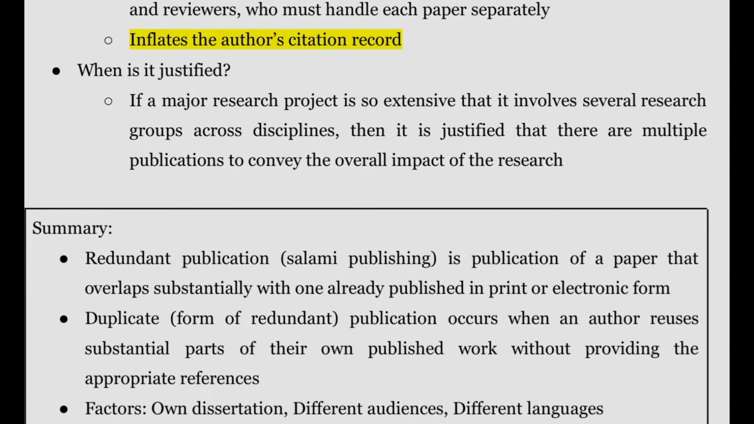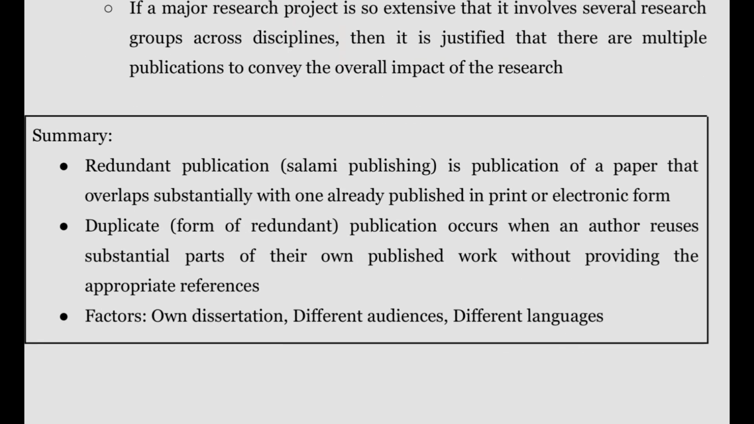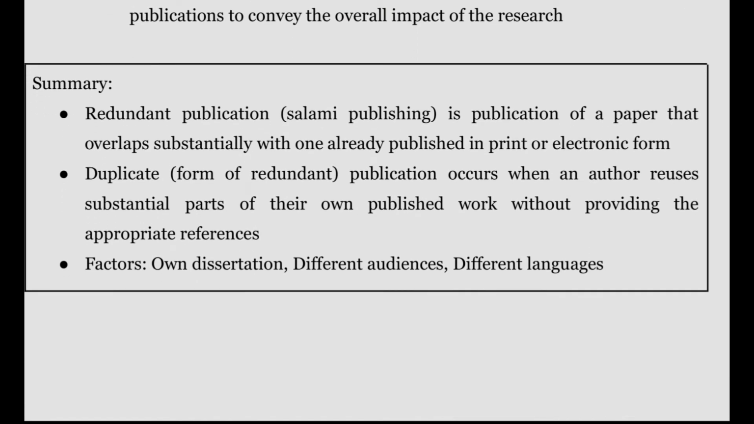So when is it justified? If a major research project is so extensive that it involves several research groups across disciplines, then it is justified that there are multiple publications to convey the overall impact of the research. So the summary of this particular part is that you will study redundant publication and salami publication, that is, publication of a paper that overlaps substantially with an already published paper in print or electronic form.